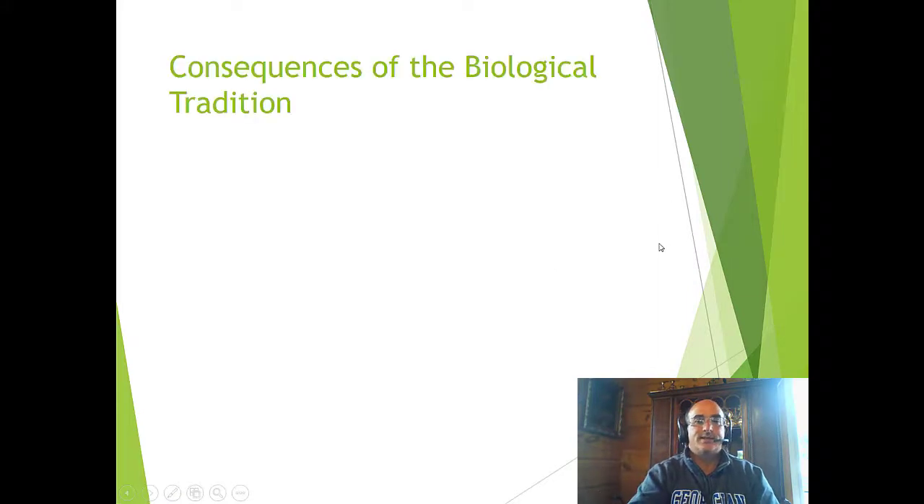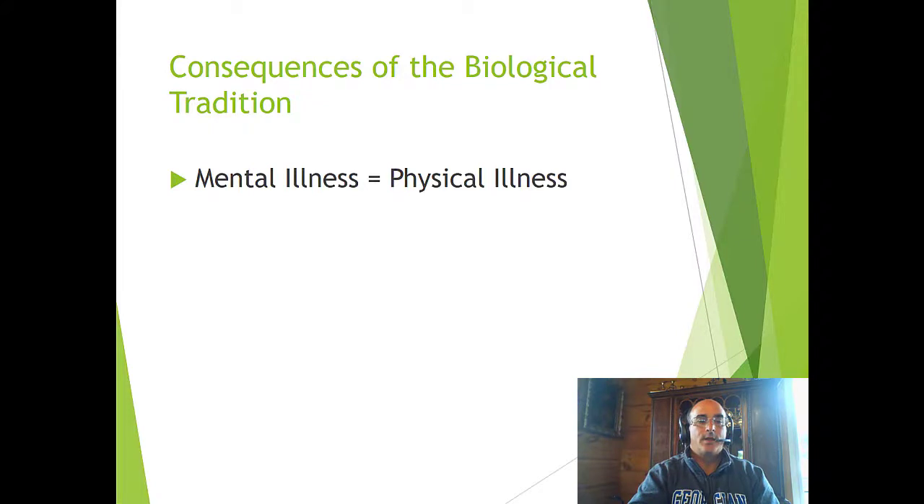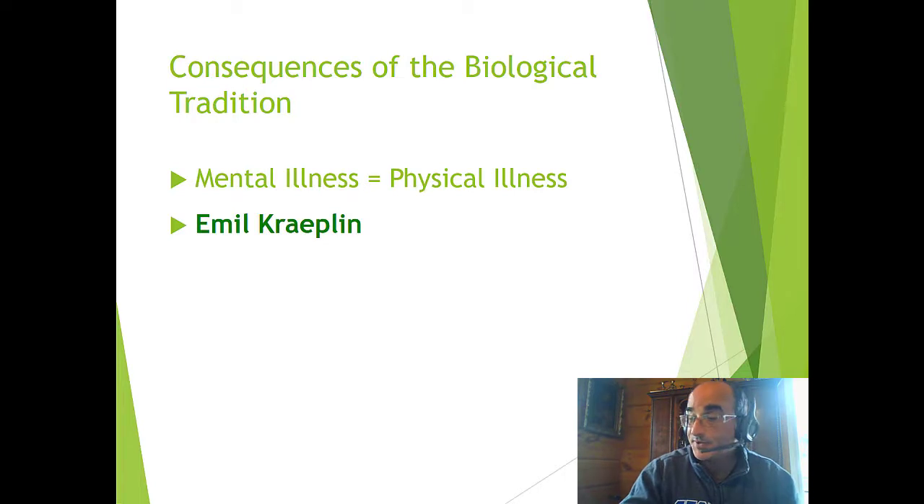So what are the consequences of this biological tradition? The consequence really is that there is an understanding that mental illness equals physical illness, and this leads really to Emil Kraepelin, who was a German psychiatrist, and psychology identifies him as the founder of modern scientific psychiatry, pharmacopsychotherapy, and psychiatric genetics.